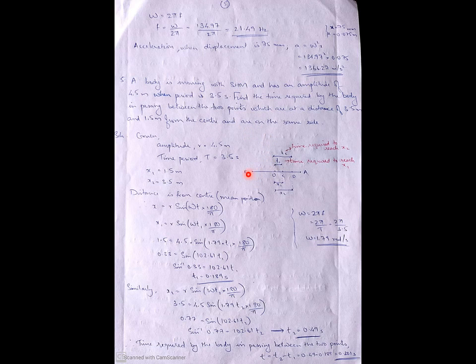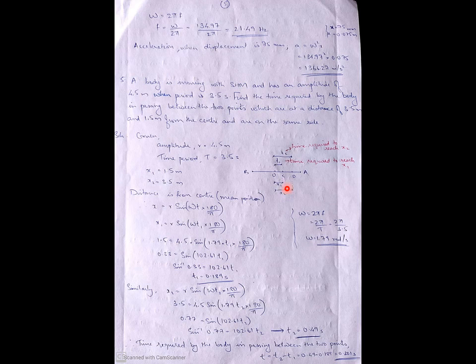So consider a line AB, with center point O. From this center point, the distances are measured at 3.5 meter and 1.5 meter. Let these points be C and D, where OC is 1.5 meter, which is x1, and the other distance is 3.5 meter. Why is it marked on the same side? Because the question says they are on the same side of the center point. So it moves from O to A, and in between there are 2 points C and D at distances of 1.5 meter and 3.5 meter.